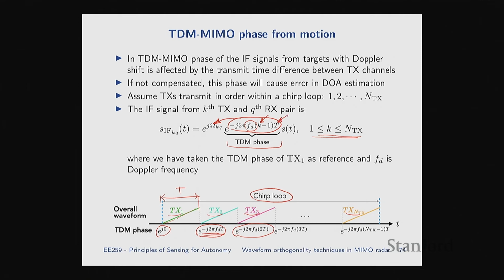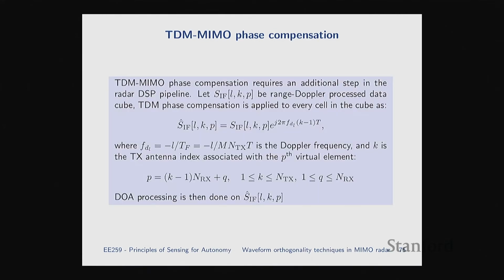So this entire TDM phase term is known, and all you need to do to compensate for it is, after you do your range and Doppler FFTs, you do this additional step, which is multiplying by e to the j minus that TDM phase to cancel it out. Per cell, you multiply by this term, it cancels out the TDM phase, and then you do your DOA FFT. Very simple step. It's just one complex multiplication. Extremely important. If you miss this, you're going to significantly degrade the DOA performance.